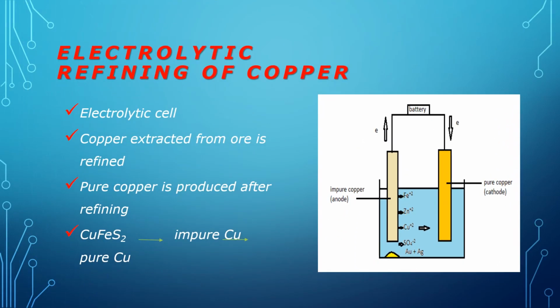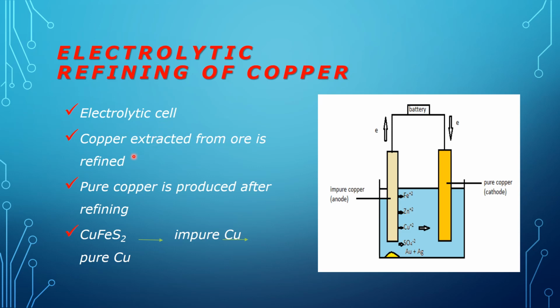The topic of this presentation is electrolytic refining of copper. As the name is indicating, it is electrolytic refining, means electricity will be utilized in refining of copper. The cell used here is called electrolytic cell.